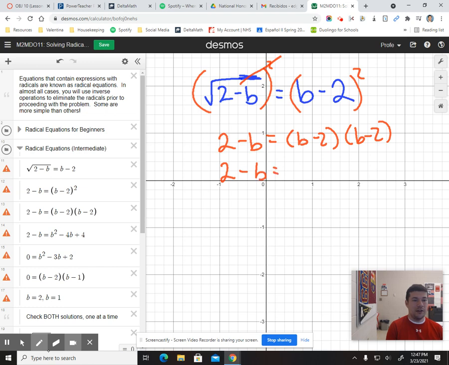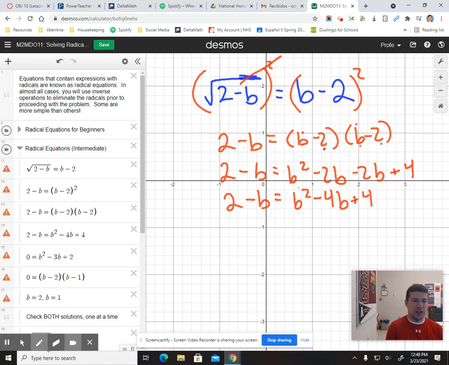So that's done simply. b times b is b squared. All right, b times negative 2 is negative 2b. Negative 2 times b is negative 2b. And negative 2 times negative 2 is positive 4. All right, so you can see your quadratic skills coming in handy right there. So let's clean up the right side. 2 minus b equals b squared minus 4b plus 4.